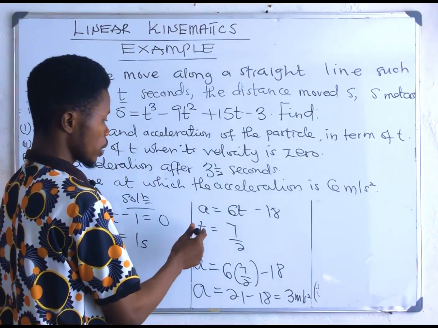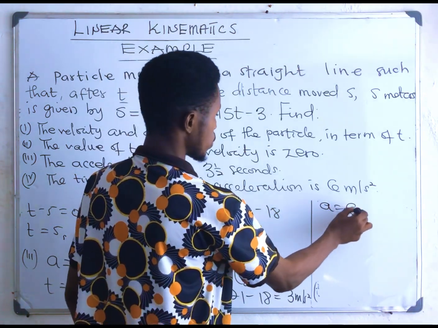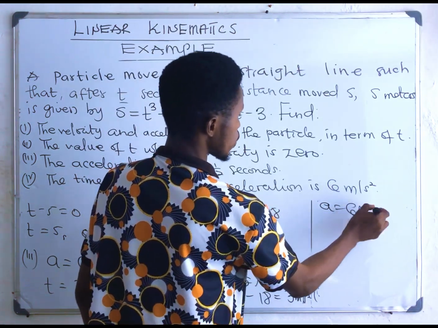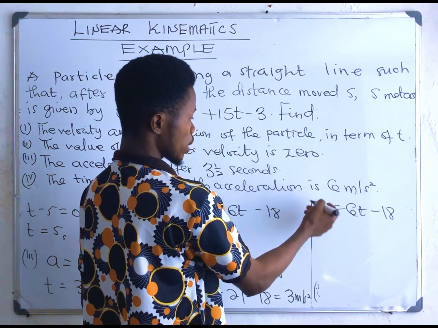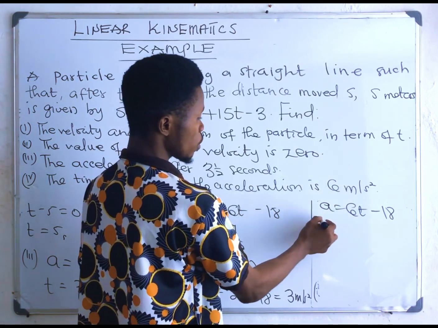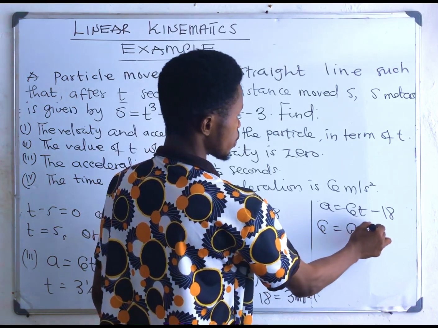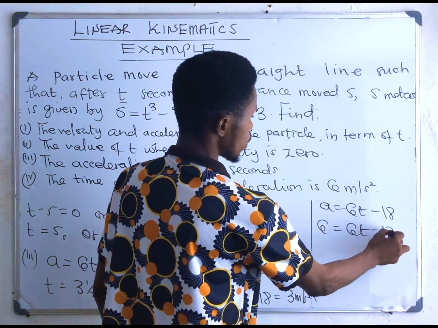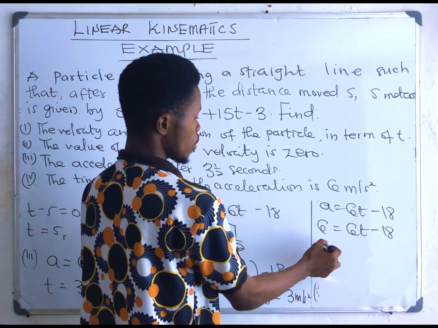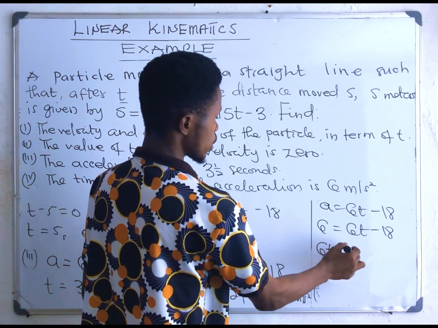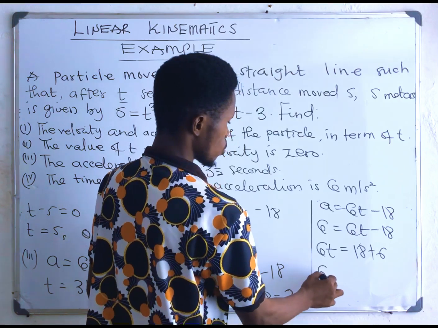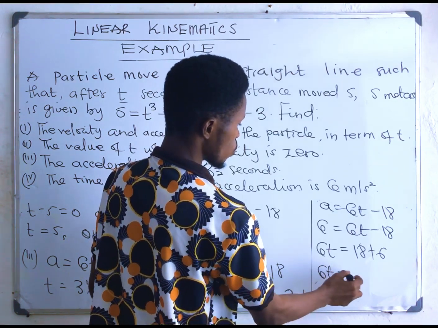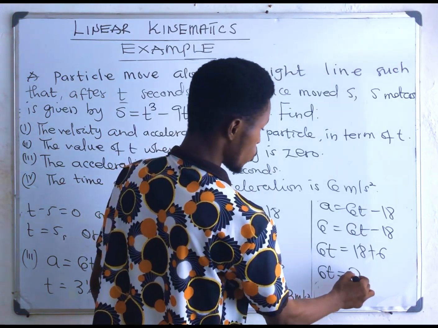Where is our acceleration? Our acceleration is still 60 minus 18. So when acceleration is 6 meters per second squared, wherever you see a, we put 6 there, because 60 minus 18. So grouping like terms, we have 60 equals 18 plus 6t. So 60 will be equal to 24t, right?